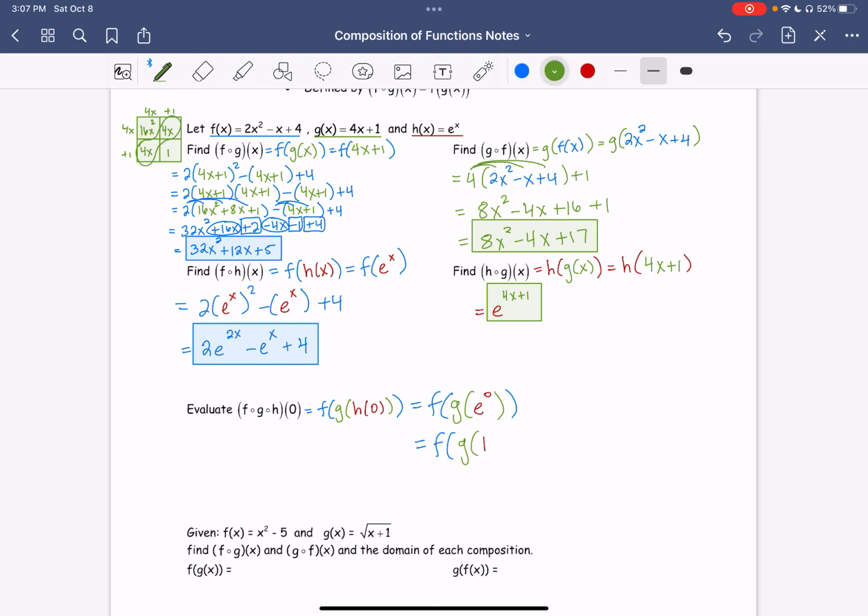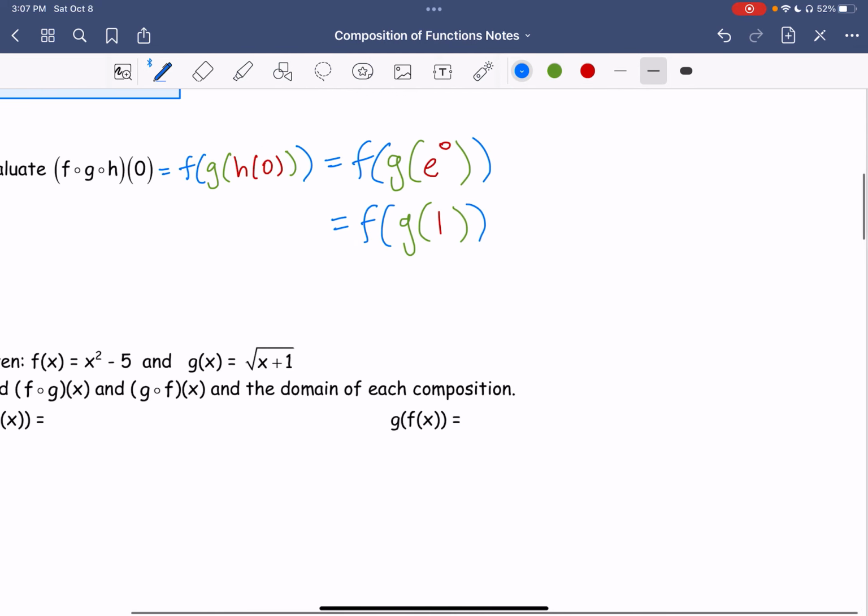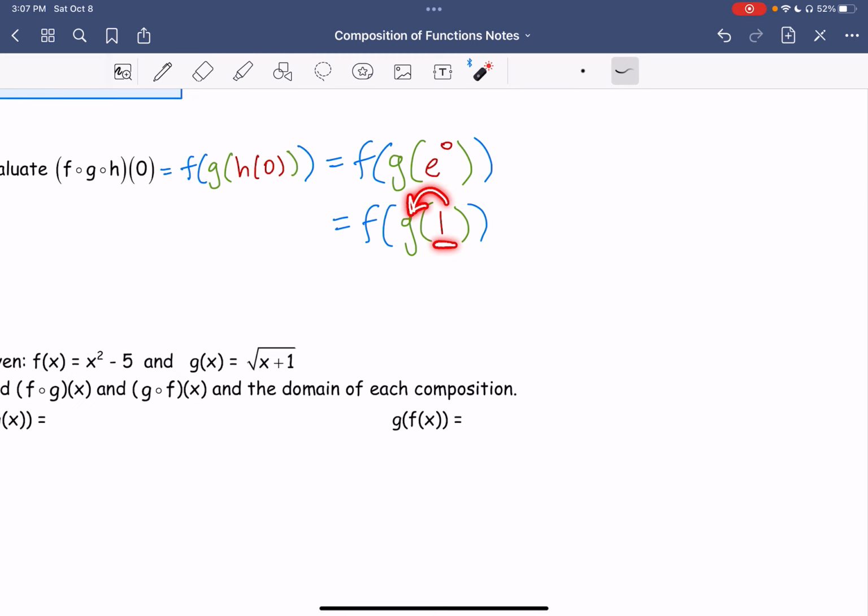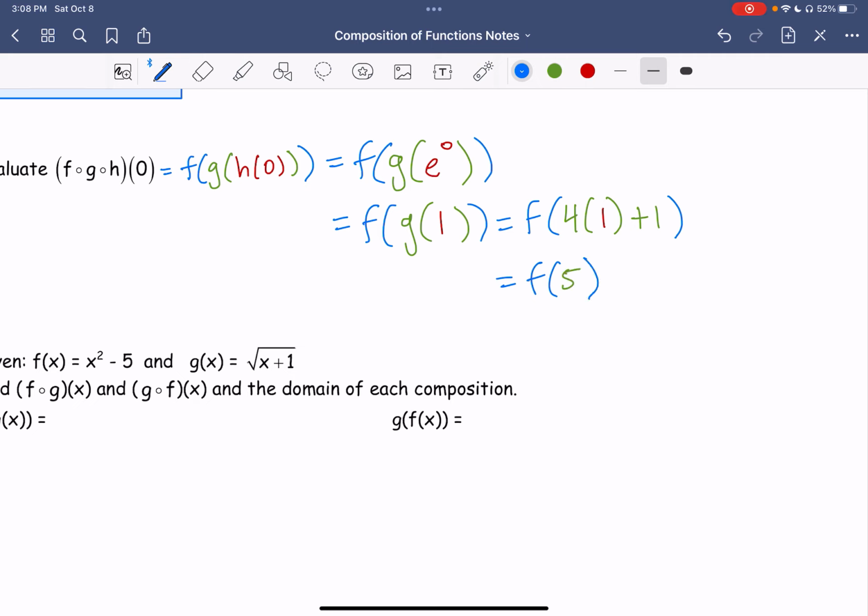Because e to the power of 0 is 1, so we can simplify that. Okay, the next step I'm going to do is plug 1 into g. So in g, I'm going to put x equals 1. And remember, g was 4 times x, but now it'll be 4 times 1 plus 1. Okay, 4 times 1 is 4, and 4 plus 1 is 5. So the next step will be to do f of 5. So basically, whatever answer you get previously is going to be used for the next step.